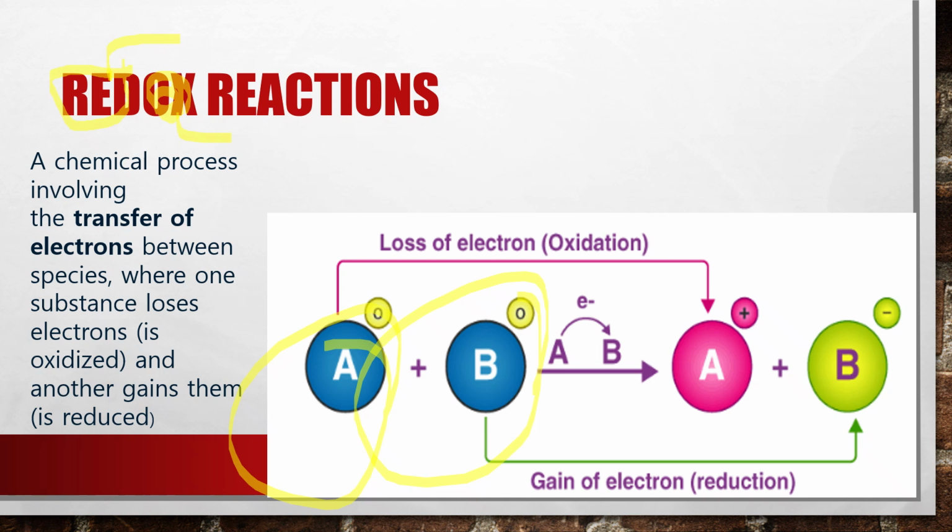If you are supposed to write a complete definition: a chemical process involving the transfer of electrons between species, where one substance loses electrons and gets oxidized, and the other substance gains electrons and is reduced. So this is called redox reaction. Here, this picture is an example which very well demonstrates how electrons are transferred from A to B.